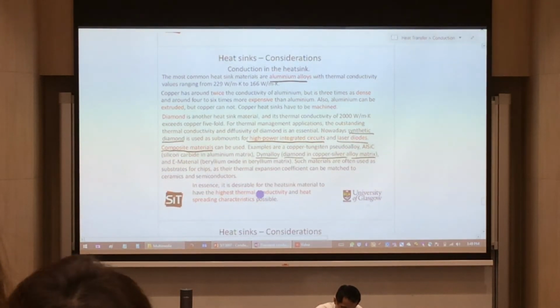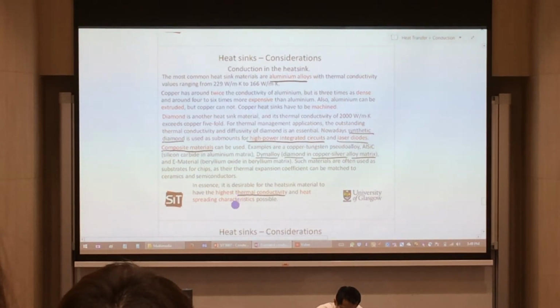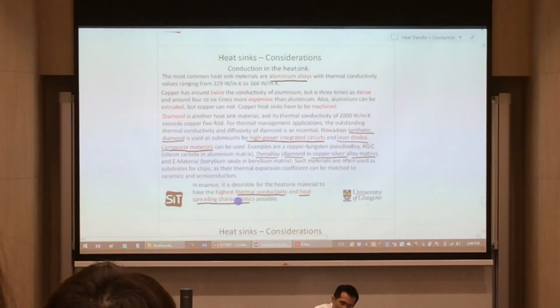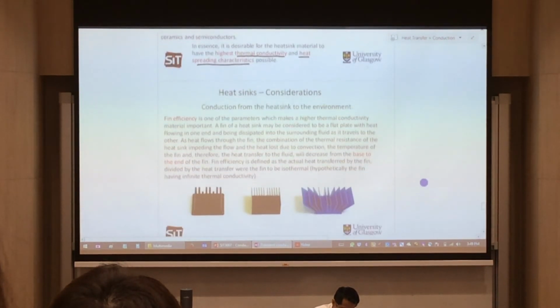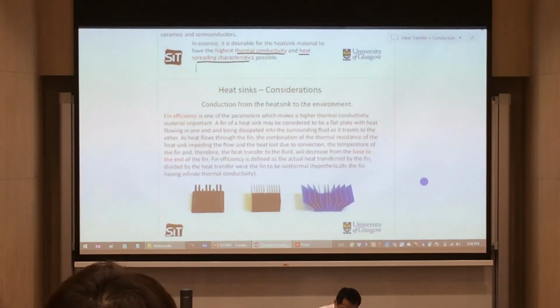So it sounds like for heat sink, we need to have high thermal conductivity, and there's also another property which is called heat spreading characteristic. So I'll be talking a little bit more about heat spreading characteristic in a couple of slides later. Let's have a look at the fin efficiency.